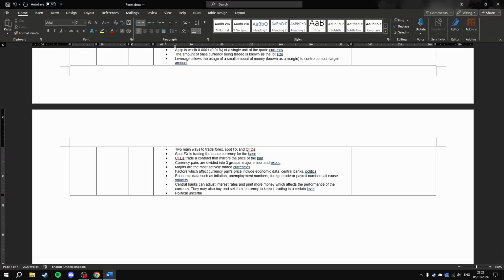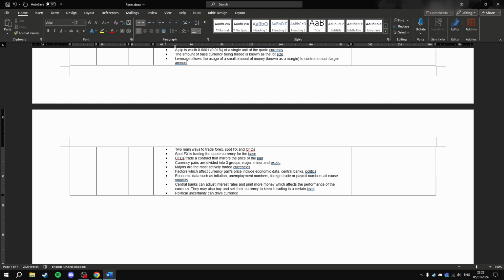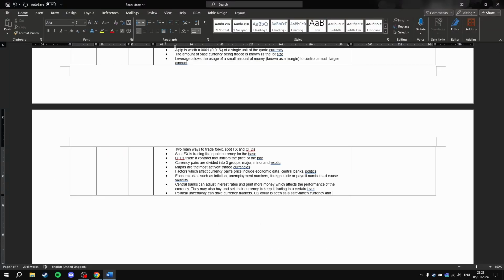Political uncertainty can drive currency markets. The US dollar is seen as a safe haven currency, and so its price may rise during troubled times.